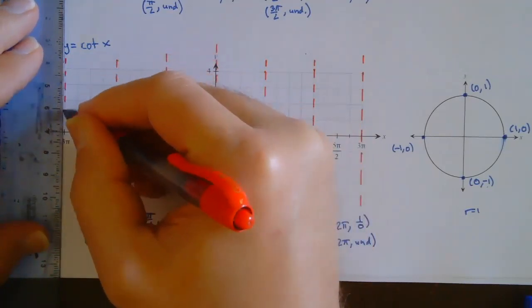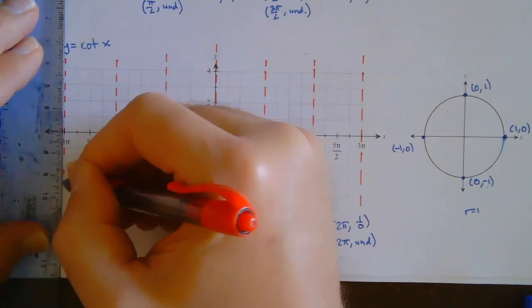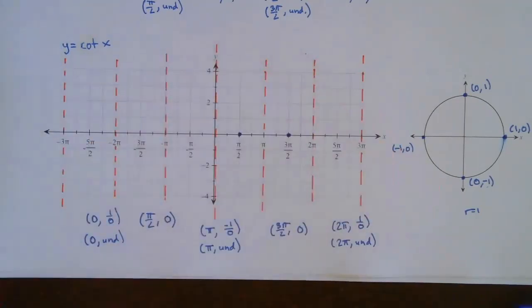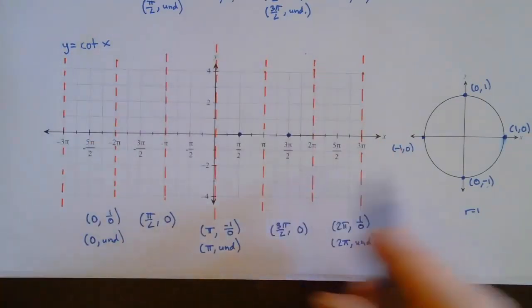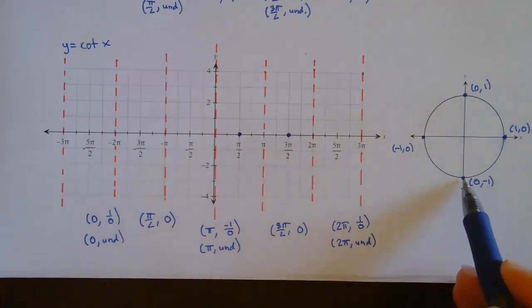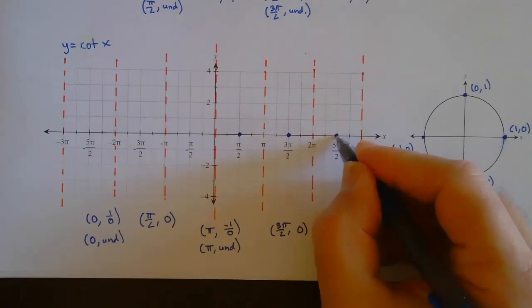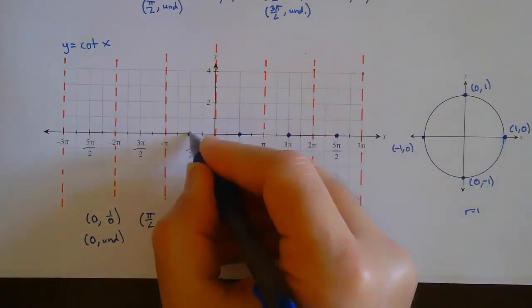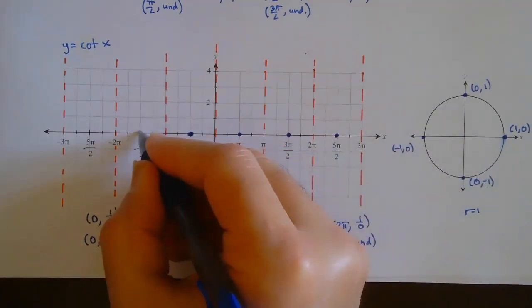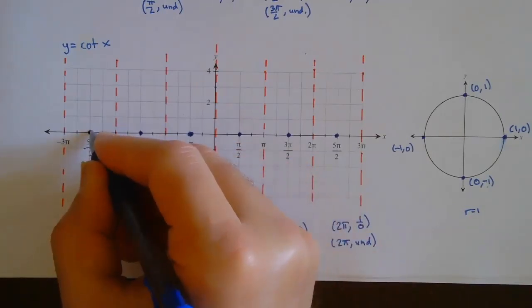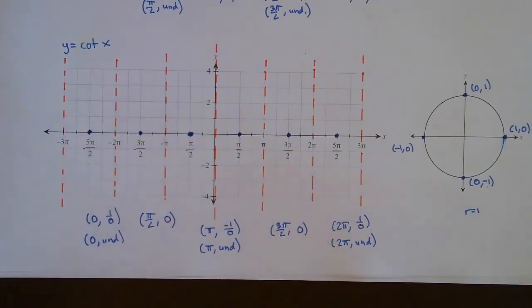And then we're going to have zeros every time we land on the y-axis, right? And we're going to land on the y-axis at pi over 2 and 3 pi over 2, all the odd pi over 2s, right? So 5 pi over 2 right here. At negative pi over 2, we're going to have a 0. And negative 3 pi over 2, we're going to have a 0. And negative 5 pi over 2, we're going to have a 0. And there's more, right? There's more.